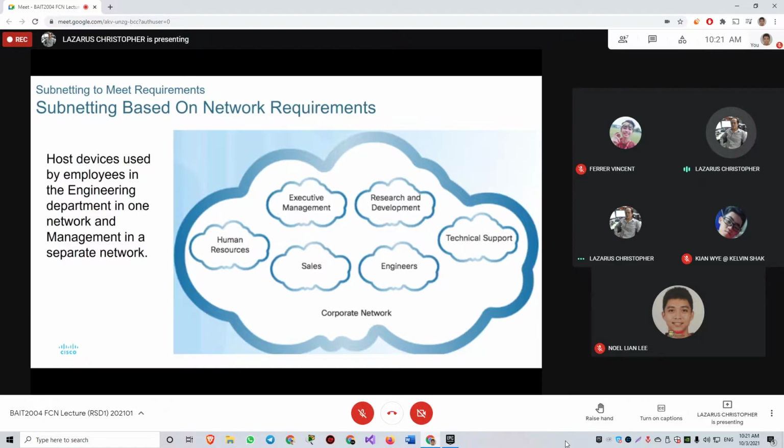So that means if you create a separate network or subnet for the executive management part, where the number of people is few, the number of hosts or computers you have in that network is also very few. So that means the 2 network subnet requirements have different numbers of hosts required.